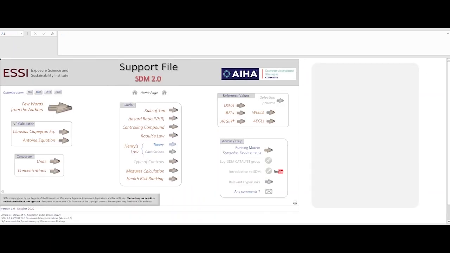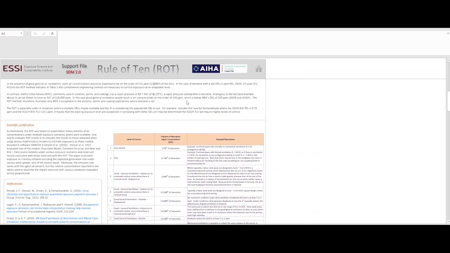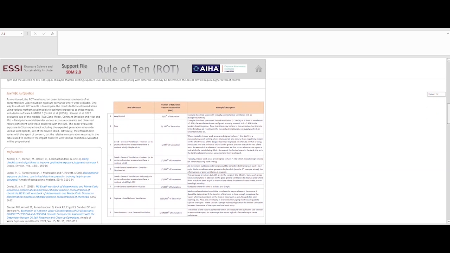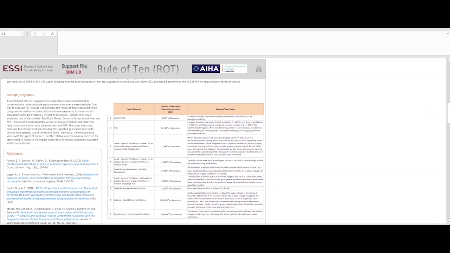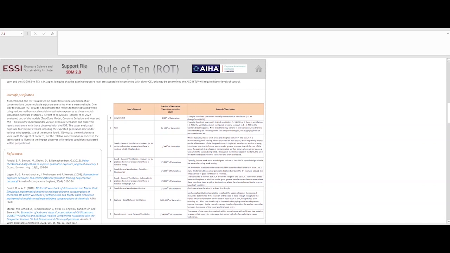From the Guide tab, the user can learn more about the algorithms that produce the exposure estimates in the SDM 2.0 tool by clicking on the arrow beside the specific topic listed in the text box. The rule of 10 is also defined on the rule of 10 page. This concise reference page describes the basis and application of the rule of 10 and gives several examples for each level of control. The paper describing its evaluation and performance on improving exposure judgment accuracy is listed on the bottom left of the page, along with other useful references.